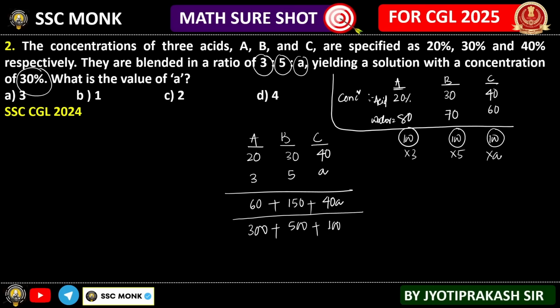A part of this came. So 100A is equal to 30%. That means 3 by 10. Out of 100, 30% acid was there. That was the concentration. So that's it. Sir, this is equal to (210 + 40A) divided by (800 + 100A), which is equal to 3 by 10.